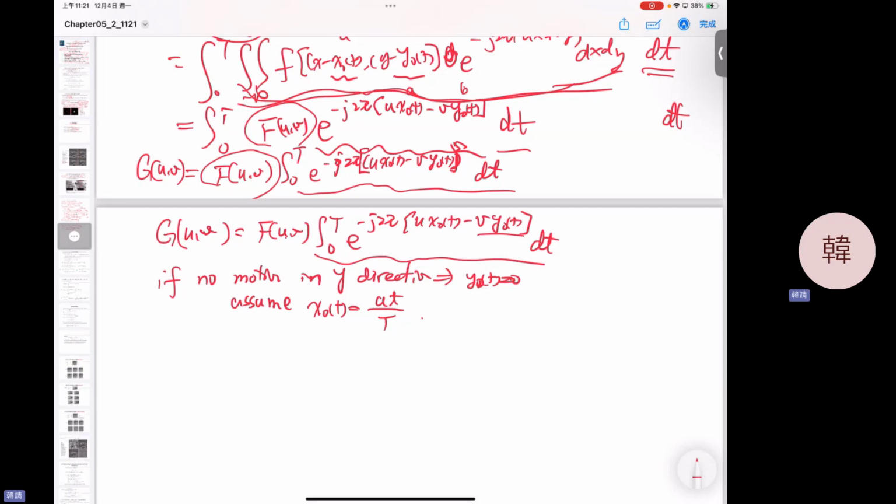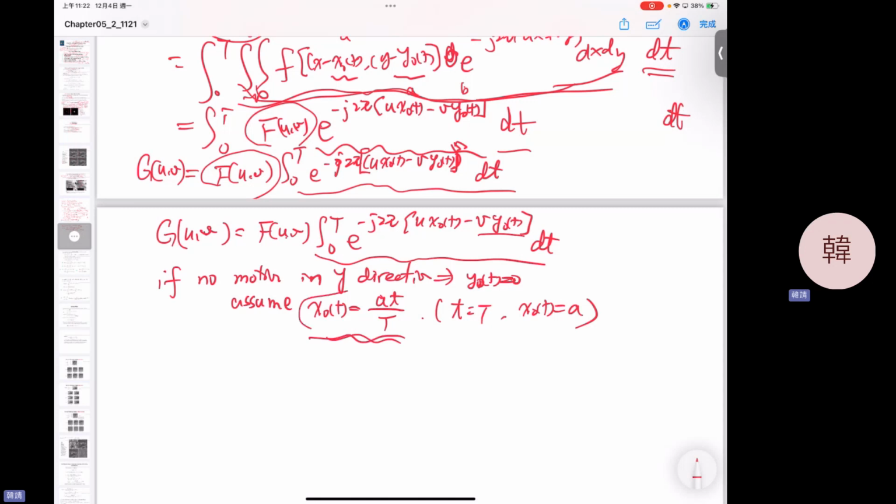So we can see the function of the motion in x direction is like this one. And what does this mean? It means if t equals capital T, x0(t) equals a. So we just assume this linear motion in x direction. When you move in capital T seconds, you move a pixels, a distance. So this is the linear motion function here.